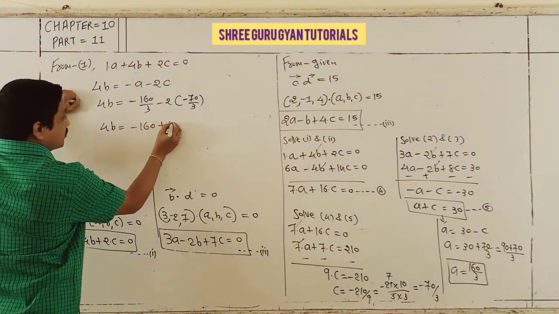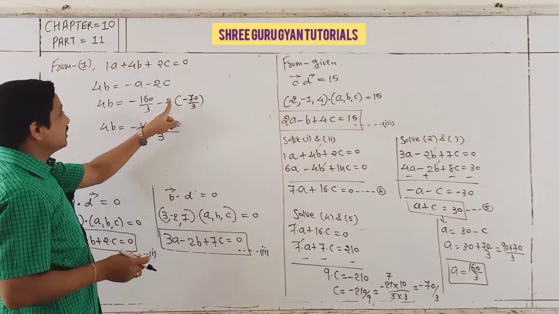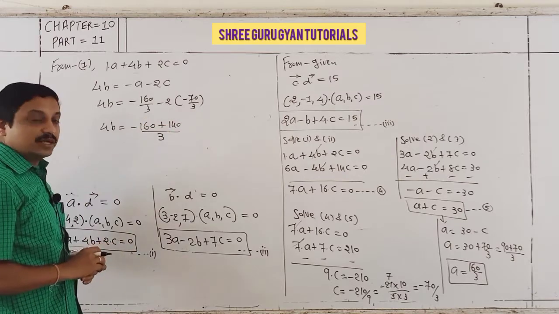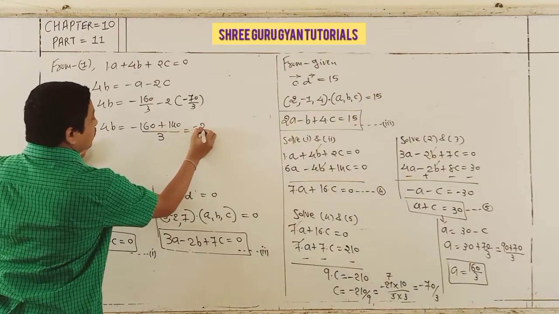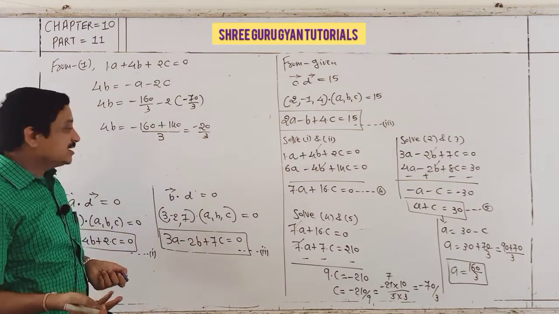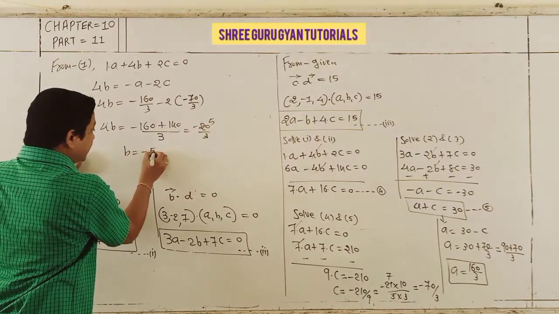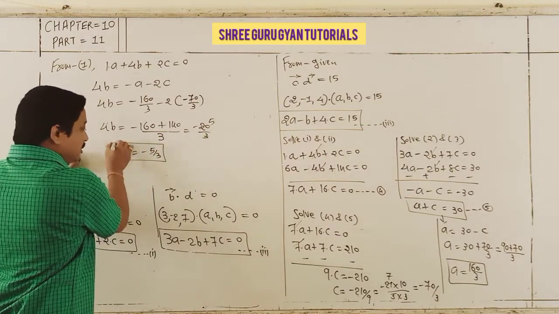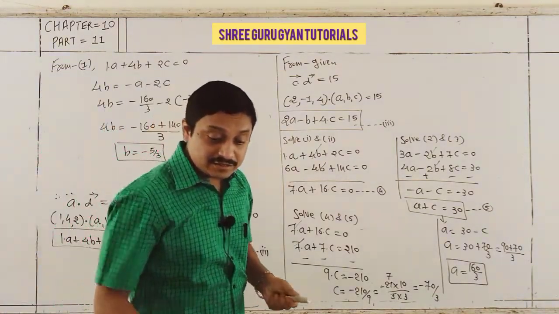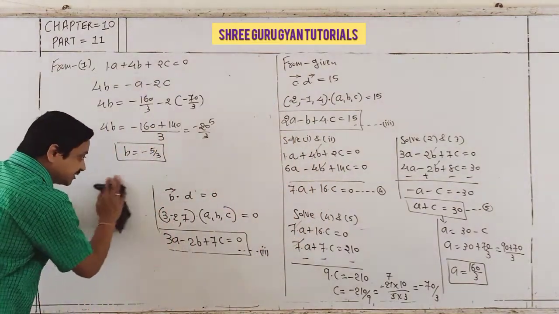Now the answer: minus 160 plus 140 by 3. Yes, that is minus minus plus 140 and minus 160. It will get minus 20 by 3. Yes, 160 minus 140 is only 20. Now 4 fives are 20, so b I will get minus 5 by 3. Now a done, b done, and c done. So finally I will write my answer.